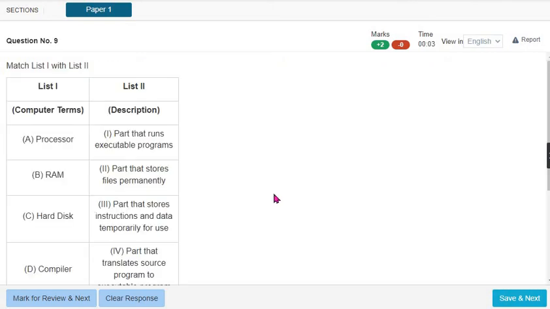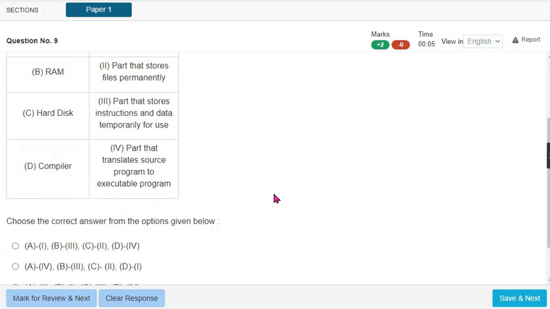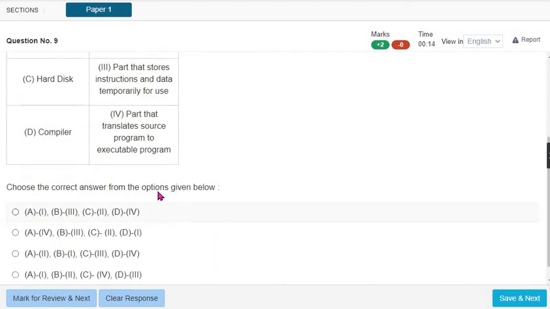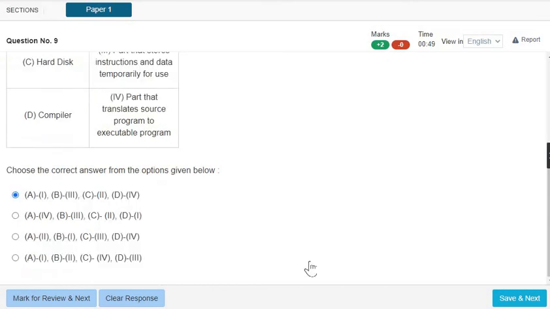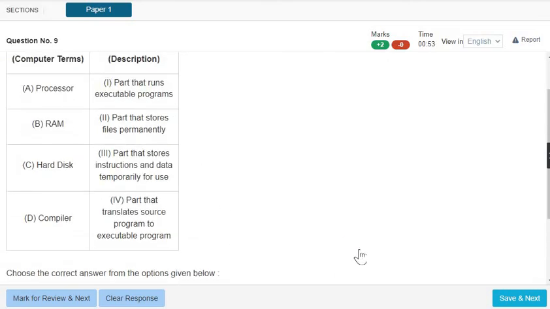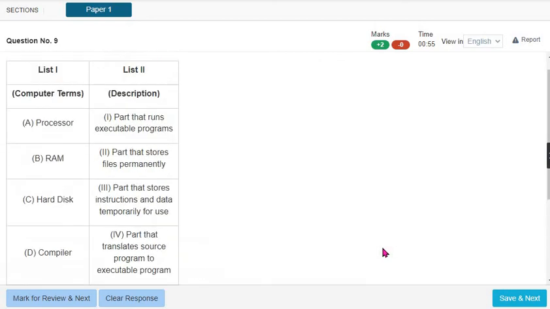Processor, RAM, hard disk, compiler. So processor, RAM, temporary. This one, first one, answer. So do you have any doubts, guys? No.